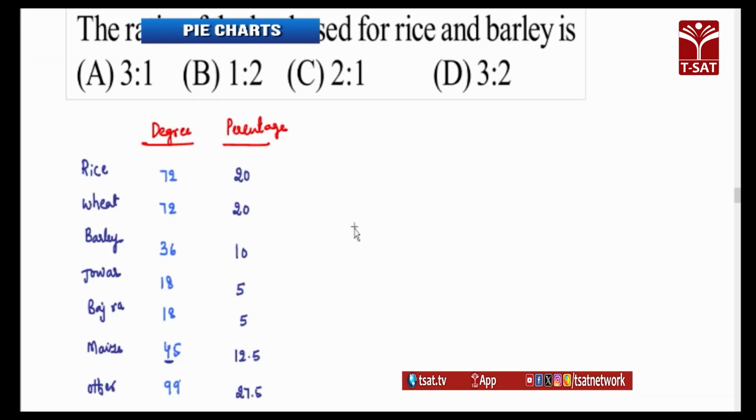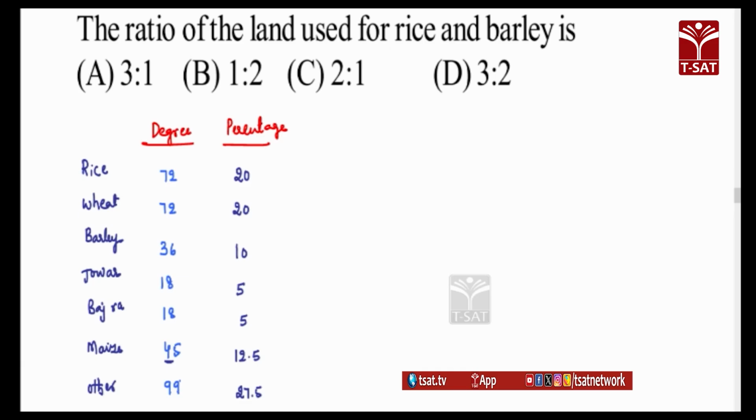Now, look at the next one. The ratio of land used for rice and barley is, what is land used for rice? In terms of degrees or else in terms of percentage, you can take it, it doesn't matter. In terms of degrees, land used for rice is 72 and barley it is 36. In terms of percentage also, it is 20:10, it is actually 2:1. So, answer here is option C, it is simply 2:1.